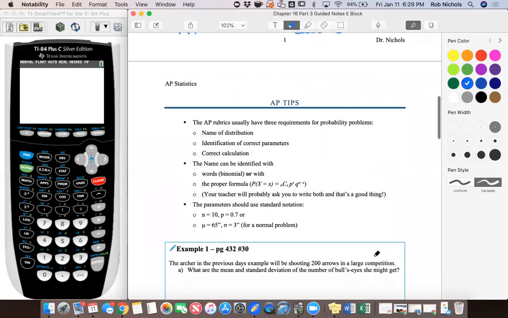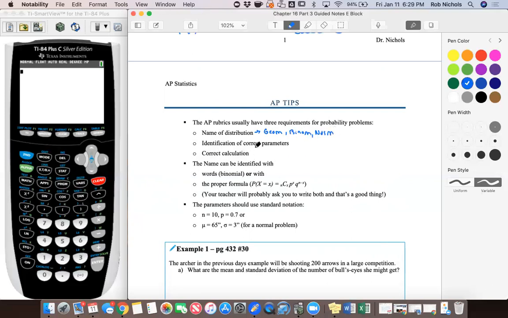Okay, and lastly, some AP tips. So remember, and I said this earlier, the AP rubrics usually have 3 requirements for probability problems. You must name the distribution. So right now, just a quick review, we have 3 distributions we've talked about. We've talked about the geometric, we talked about the binomial, and we also have the normal. So you need to state which one you're using.